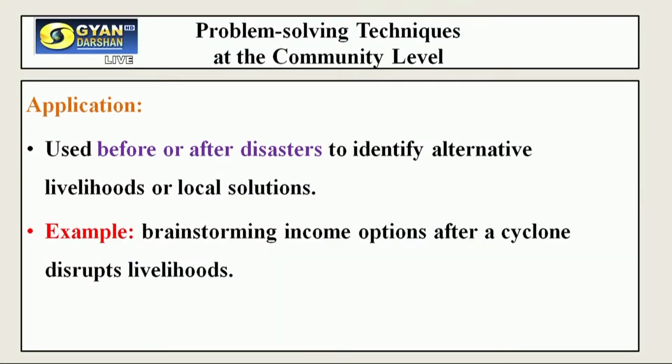Where can we apply this technique? You can use it before and after a disaster. For example, some disasters we can predict easily, so in that case we can use it before. If cyclones always affect local livelihoods, as I mentioned, we can brainstorm possible alternative income activities to build the resilience of the community. Similarly, communities can use brainstorming to prepare a pool of economically viable ideas.